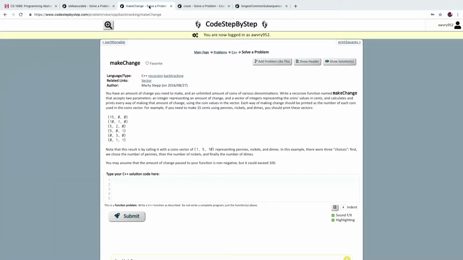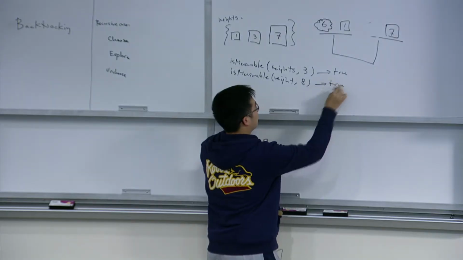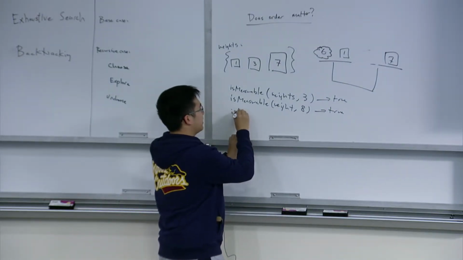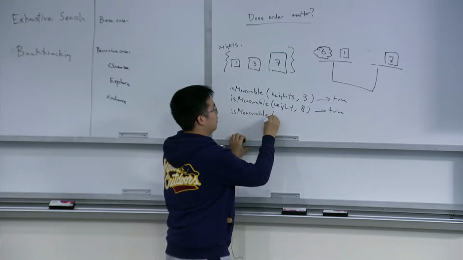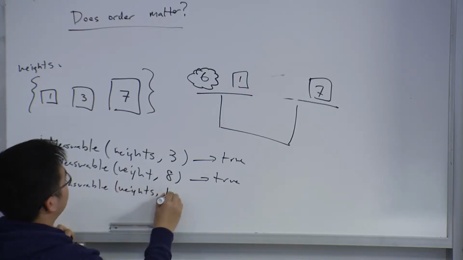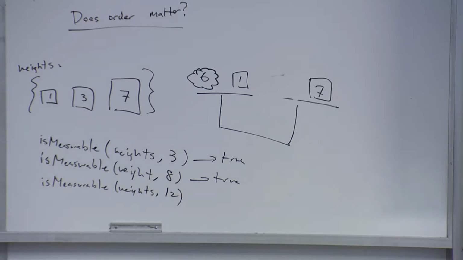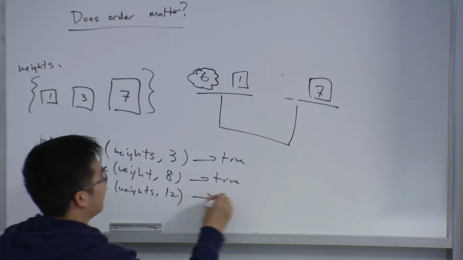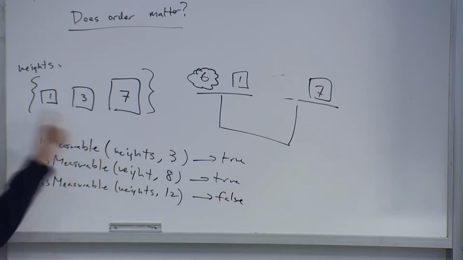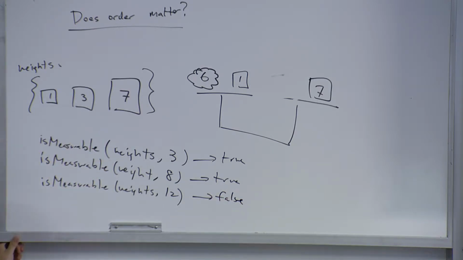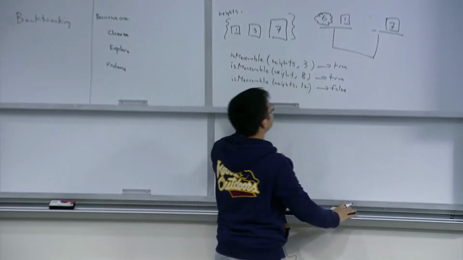Now, you can see that this is a recursive backtracking problem because the answer we want to give at the very end is going to be a true or false. Given a bunch of weights and the mystery weight, is that weight measurable? It's either true, or it's not measurable. Can you think of an example where this is not measurable? 12. Okay, why is 12 not measurable? Yeah, because our weights don't add up to 12, so you can't ever have 12. Okay. So yeah, this is a backtracking problem.